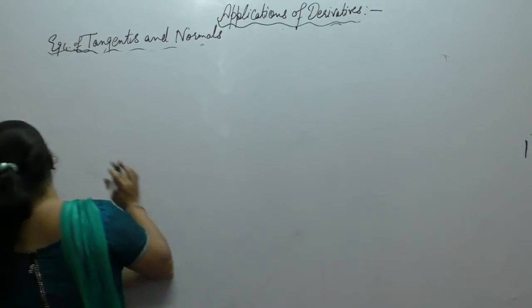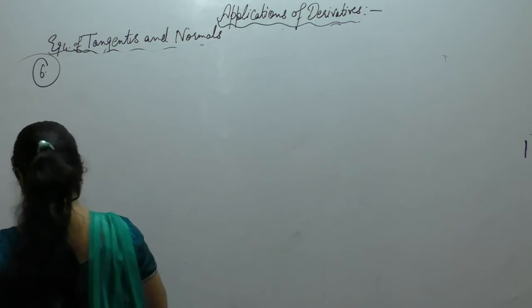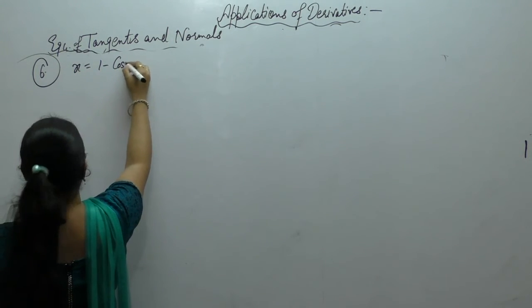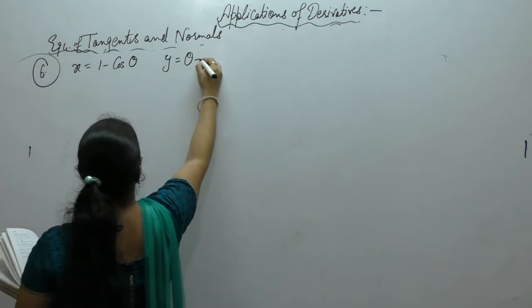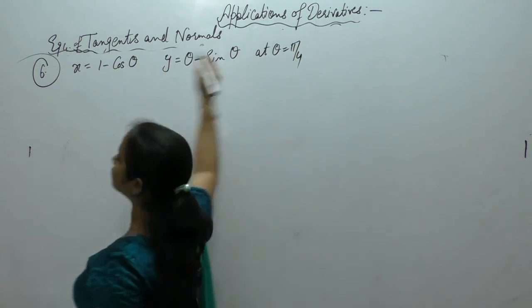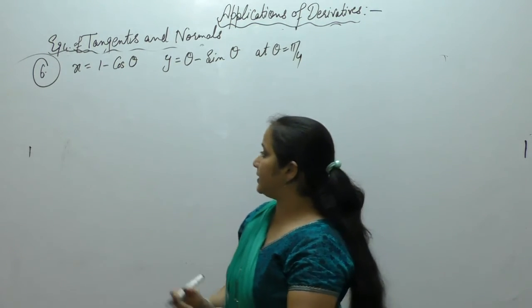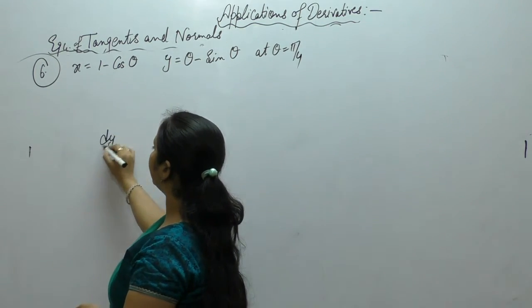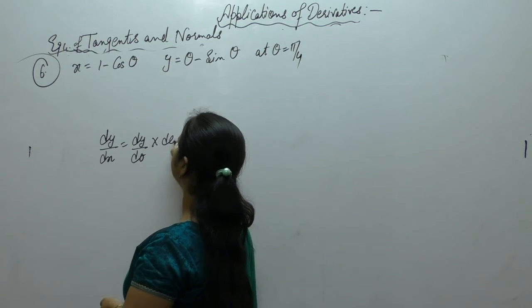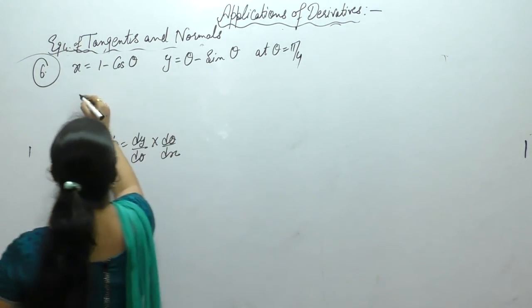Now next one is: find the equation of tangent line to the curve x is equals to 1 minus cos theta, y is equals to theta minus sin theta, at theta is equals to pi by 4. Now we want to find the equation of tangent. First, to find the slope of tangent, dy upon dx, that will be equals to dy upon d theta by dx upon d theta. Differentiate x and y with respect to theta.